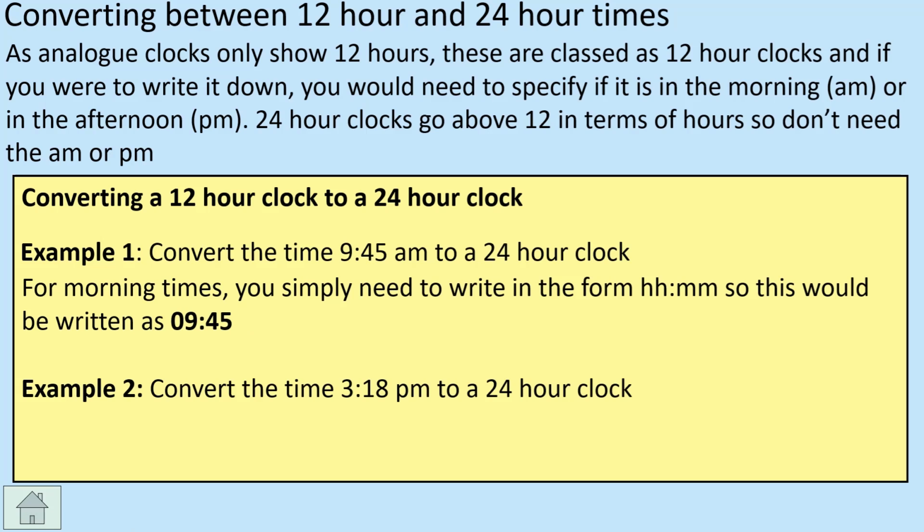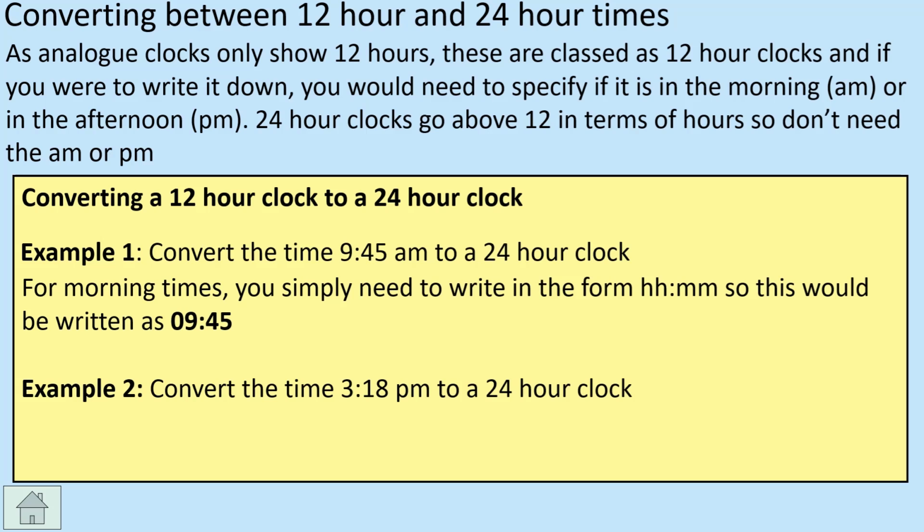3:18 PM to a 24-hour clock. Now, if you consider the fact that the time here is after lunchtime, well, in my world, lunchtime is at 12 PM, so that's midday. But once you pass 12 PM, on a 12-hour clock, you would then go to 1. It would start all over again, which is what we've got here. We've got this 3. But with a 24-hour clock, we need to identify and tell people that we've actually continued to go up in the day.